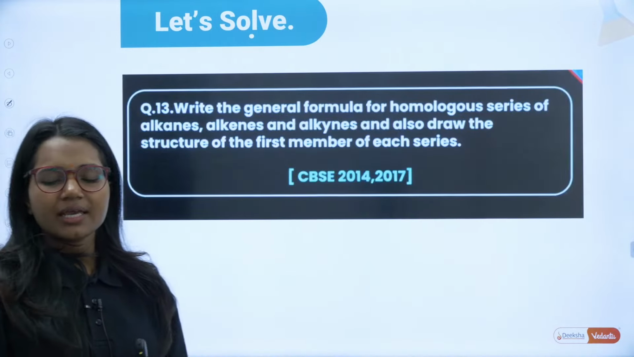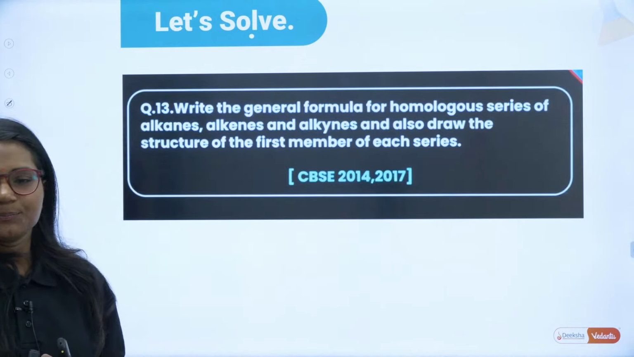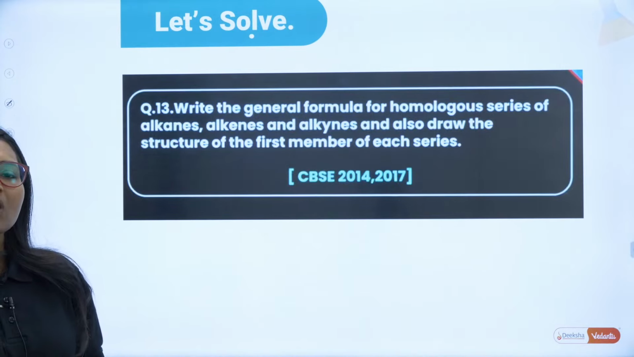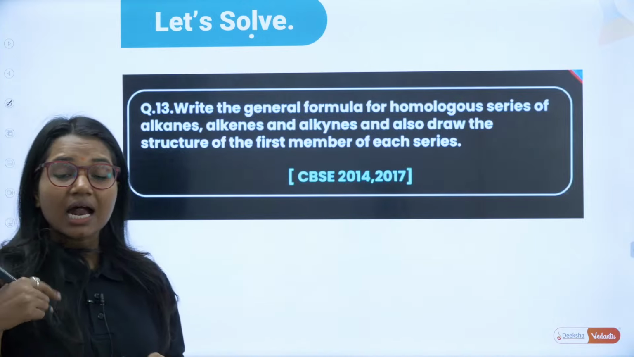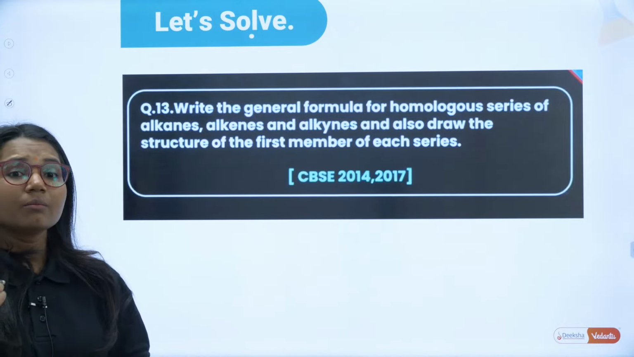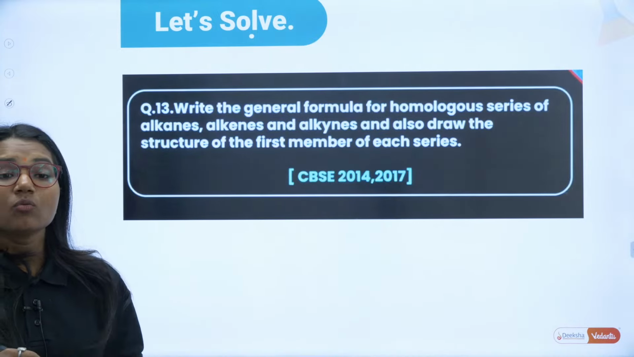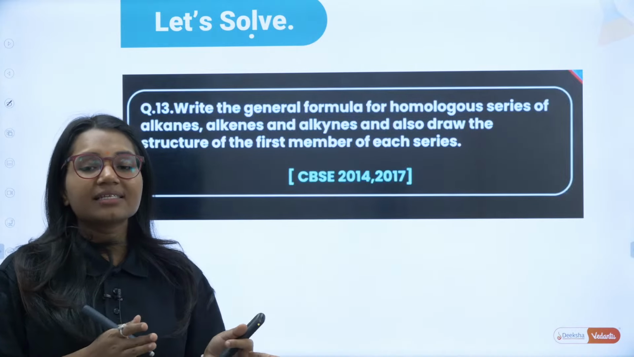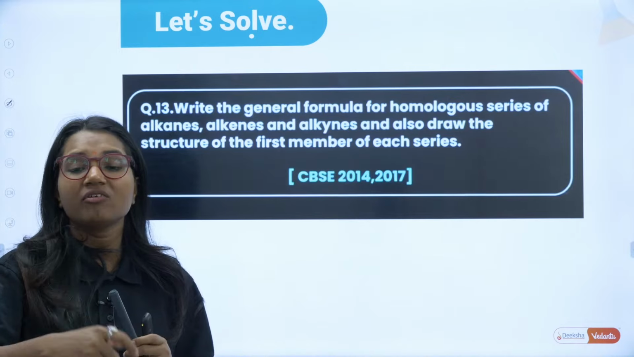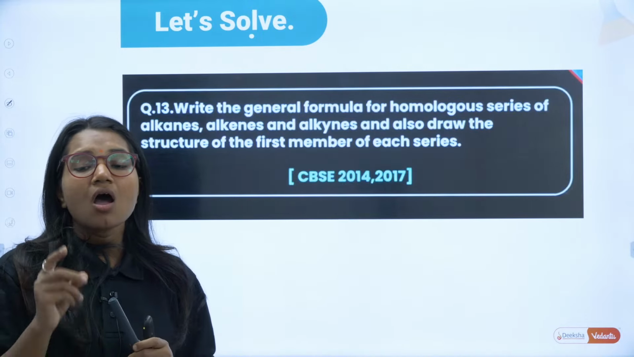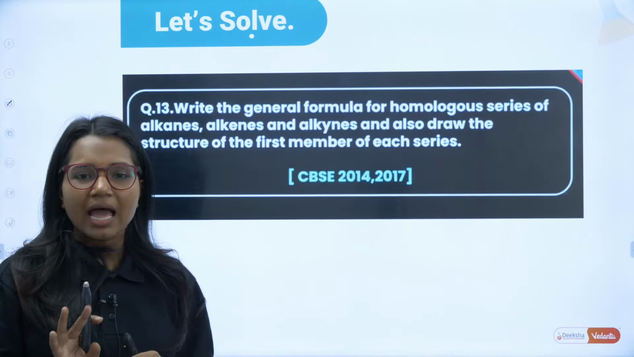The next question, which was asked in 2014 and 2017: write the general formula for homologous series. In the beginning of this class we have also seen one question on homologous series. What I want to tell you is, in the exam they might change the question. They can ask you a different numerical value, a different formula, but the concept is going to be the same. So if you know homologous series, no matter what they ask.